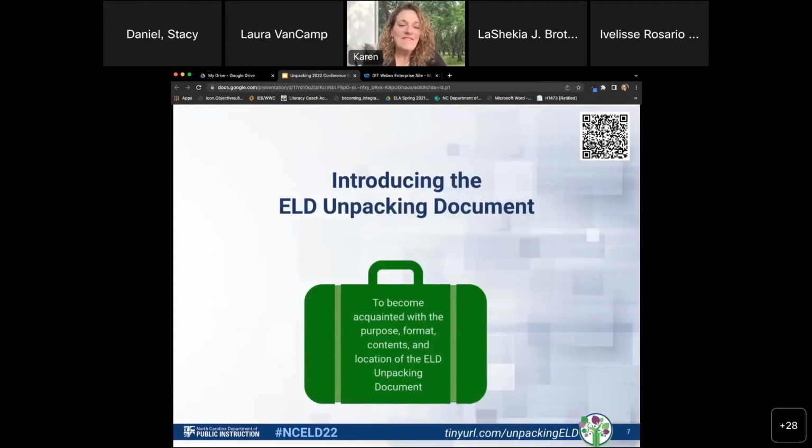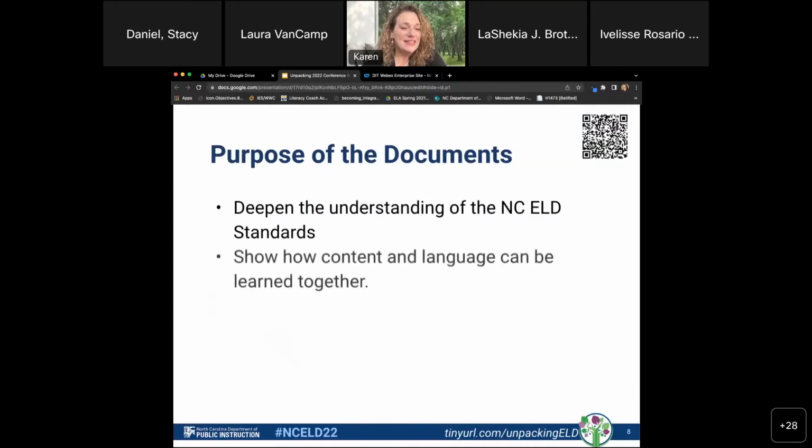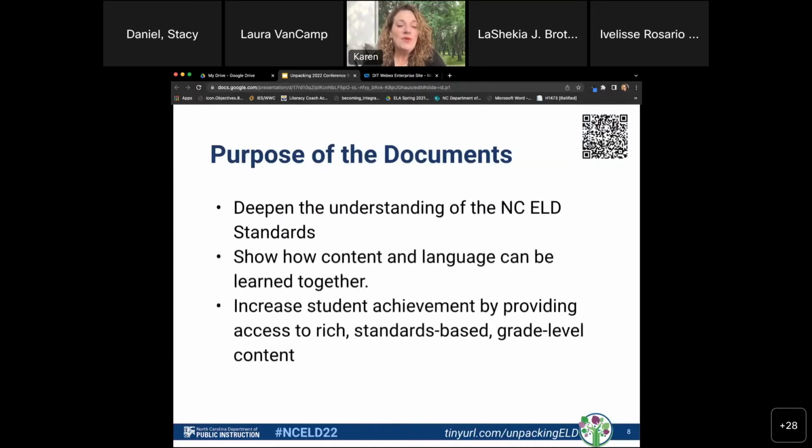And we are going to unpack our first suitcase, which is to become acquainted with the purpose, format, contents, and location of the unpacking document. On March 4th of 2021, the State Board of Education unanimously approved the 2020 edition of the WIDA English Language Development Standards as North Carolina's ELD standard course of study. To successfully implement these standards, NCDPI has created this unpacking document to deepen the understanding of the standards and show how content and language can be learned together.